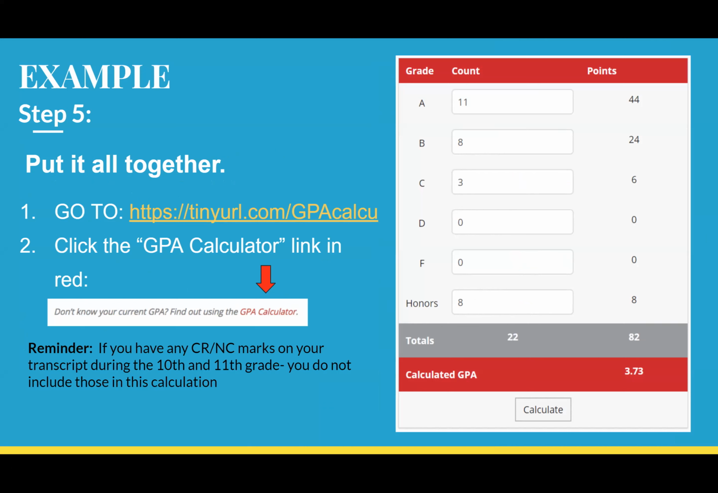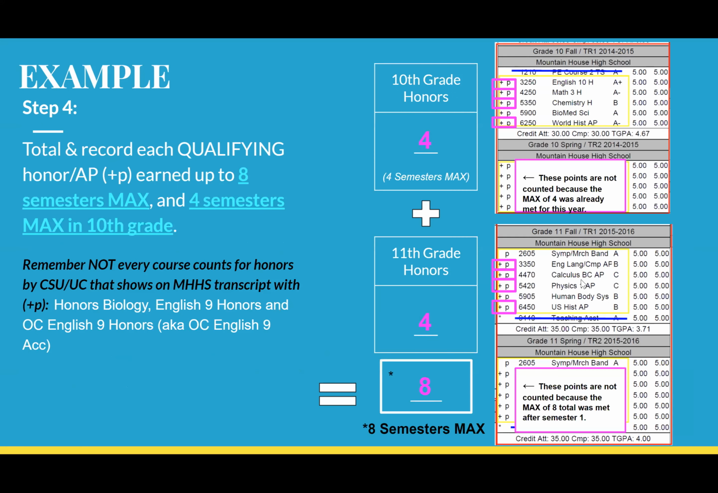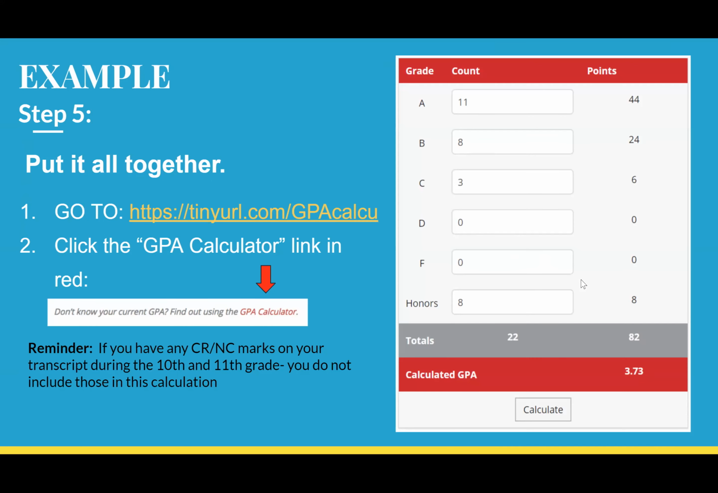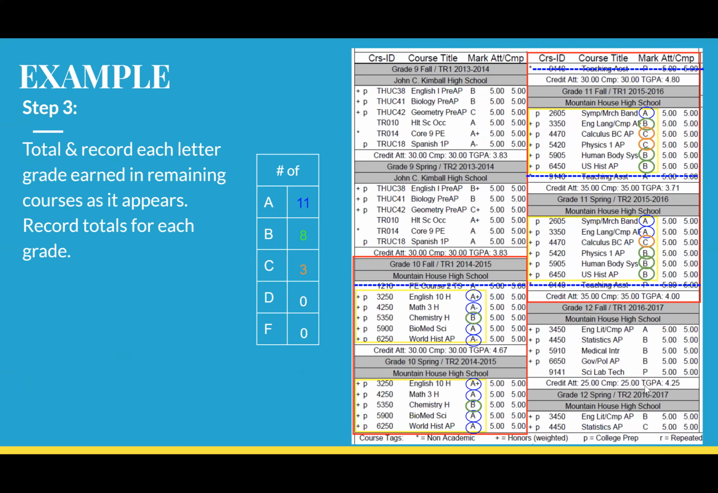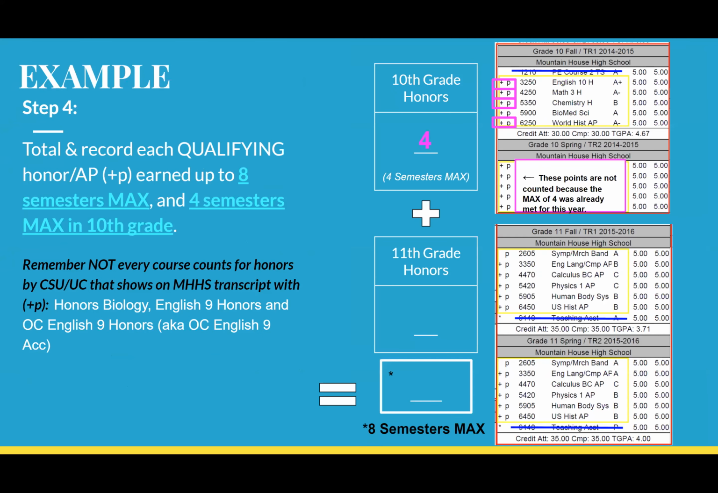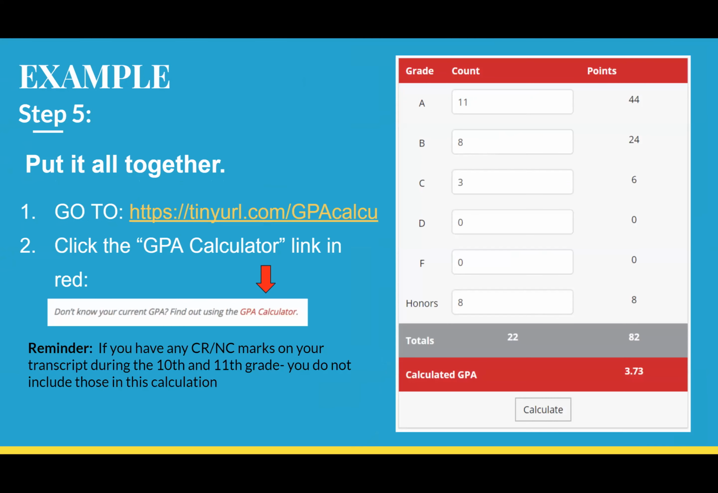The GPA on the transcript is not the same. So if we look here, when we calculated our UC CSU GPA, we got a 3.73. If we go back to the actual transcript, I actually don't have it on here, but it's not the same GPA that's on your transcript. Usually this UC CSU GPA is somewhere in between the weighted and unweighted on the transcript.